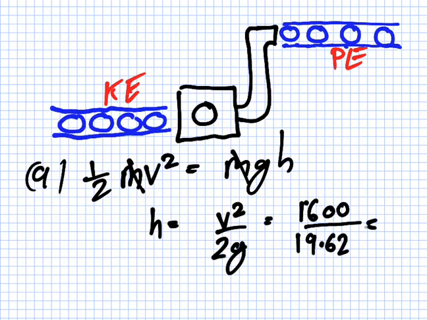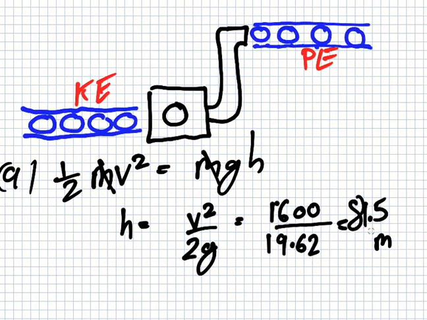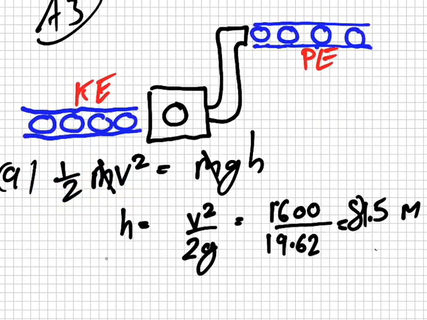I don't know if I have my calculator, do I? I do. 81.5? Yep. Okay. Right, next. This is number A3. Okay, B part.